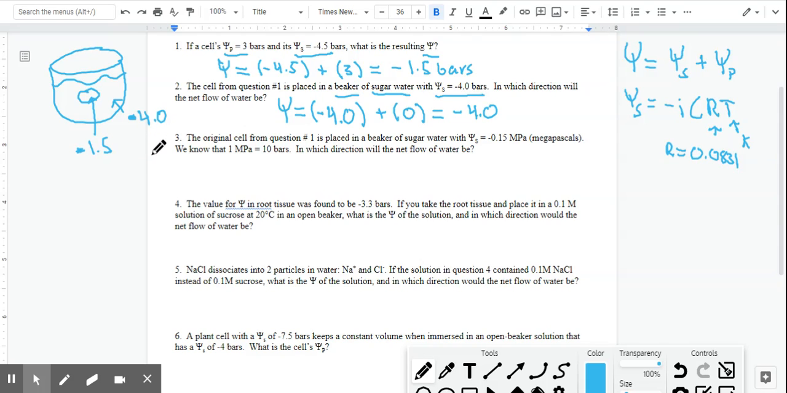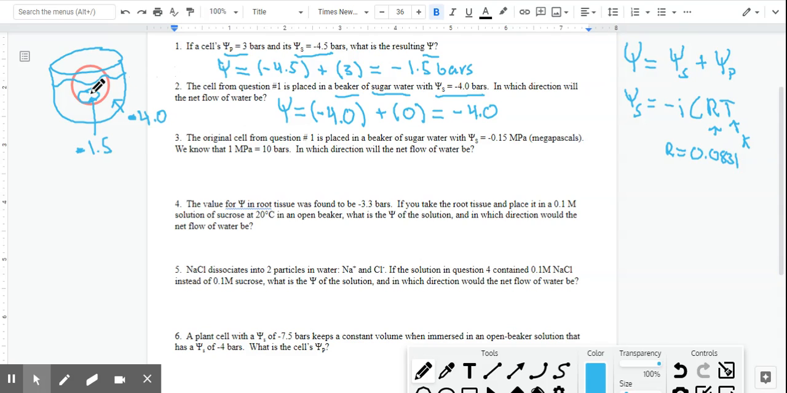Water wants to flow from the higher water potential to the lower water potential. And be careful, in this instance, we have two negative values. They're both negative, so the closer to 0 is truly the one that is the higher value. Don't just go with whatever number is bigger. So the negative 1.5 is the higher value. The negative 4.0 is the lower value.